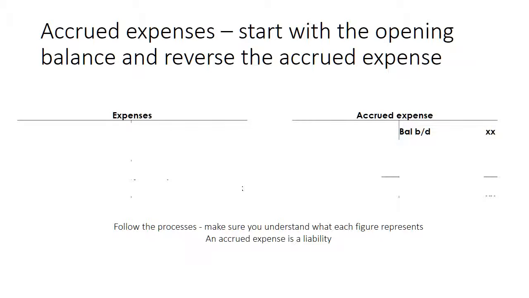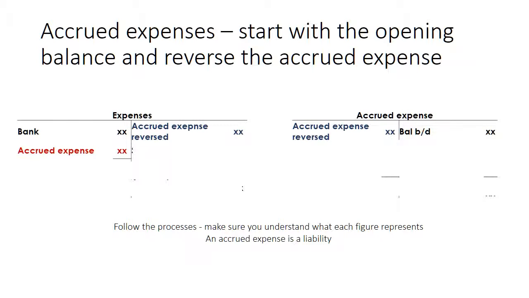Start with the opening balance and reverse the accrued expense. So you'll see here, we've started with a balance brought down on the credit side. That represents a current liability. It's something that we owe at the beginning of the year. So we'll debit the accrued expense account and we'll credit the expenses account. Next, then we'll deal with the events during the year. So here what we'll do is debit the expense account with whatever's paid from the bank and obviously credit the bank.